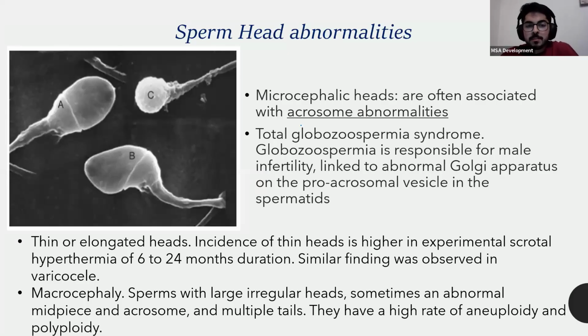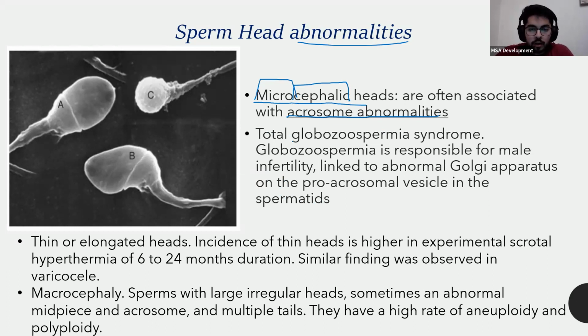Now we're going to discuss some sperm head deformities or abnormalities. There's not really much to explain here. I'm just going to try to simplify as much as possible. The first one is a microcephalic head. As the name indicates, cephalic is head and micro is small. So this is a small head, and it's usually associated with an acrosome abnormality. I'm going to discuss more about acrosome abnormality on the following slide.